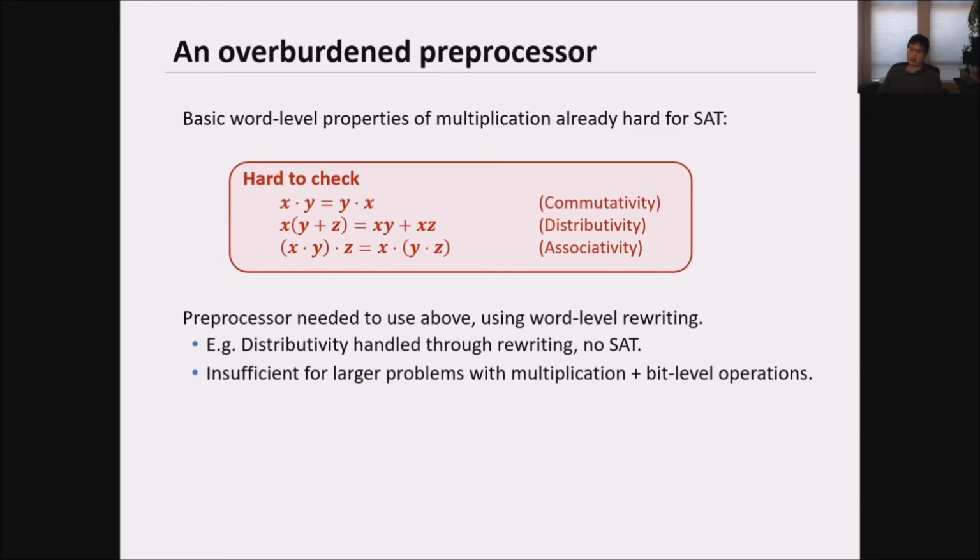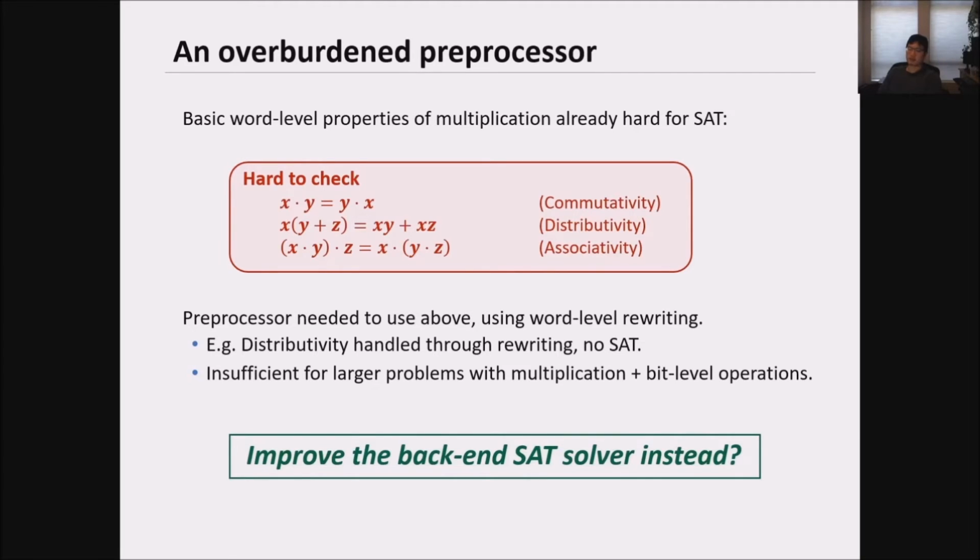Whatever set of rewrite rules we come up with for the preprocessor, they can't possibly cover every situation that can come up. It seems that if we're going to handle these larger multiplication problems, we're going to need to face this bottleneck head on. We ultimately need to improve on the back-end reasoning. And the hope is that improving on this back-end will relieve some of the burden on the preprocessor.